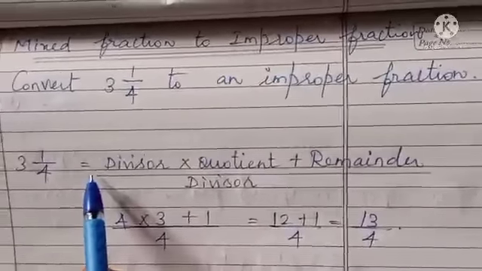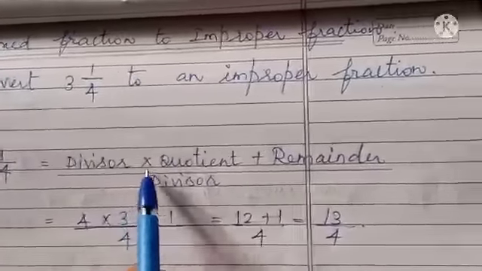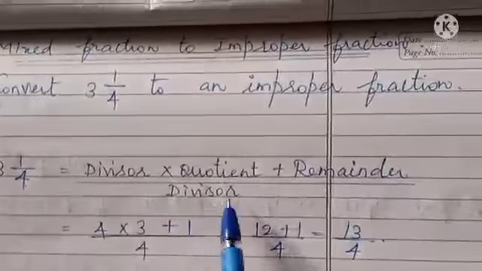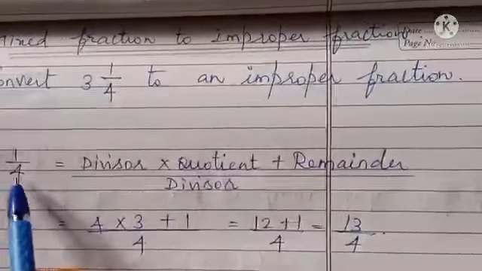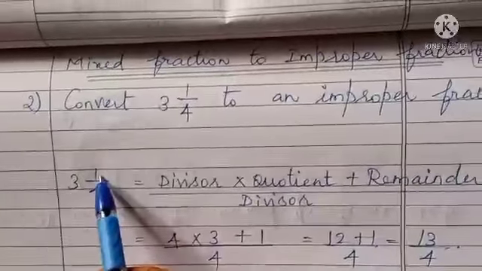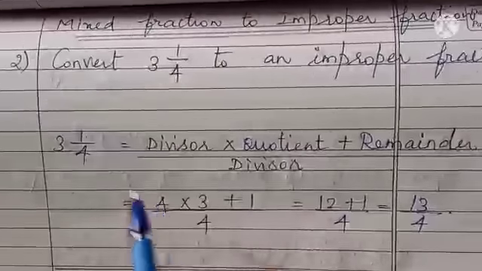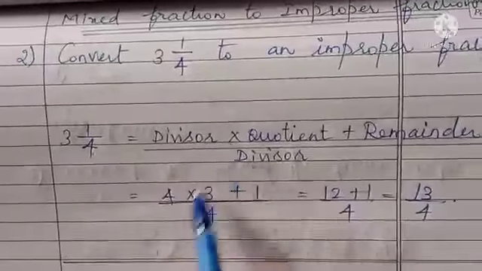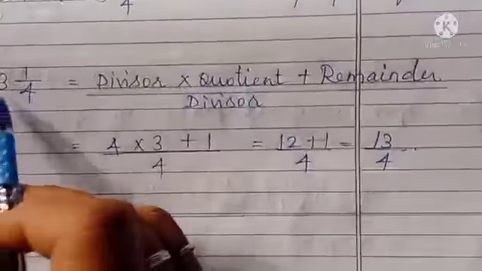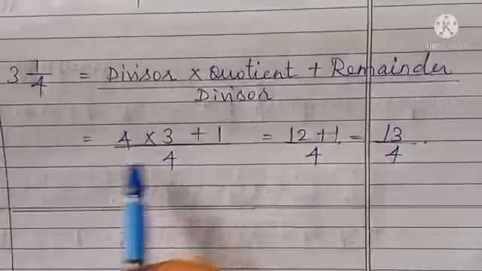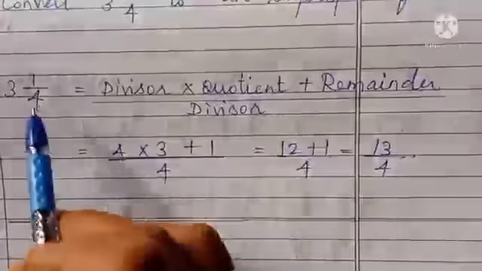Next, for that you have to apply the formula: divisor into quotient plus remainder, the whole divided by divisor. Okay, so this is known as divisor, isn't it? This is known as quotient, this is known as remainder. Yes, apply these values into this formula. What is the value of divisor? 4 into, what is the value of quotient? 3 plus, what is the value of remainder? 1, the whole divided by, what is the value of divisor?